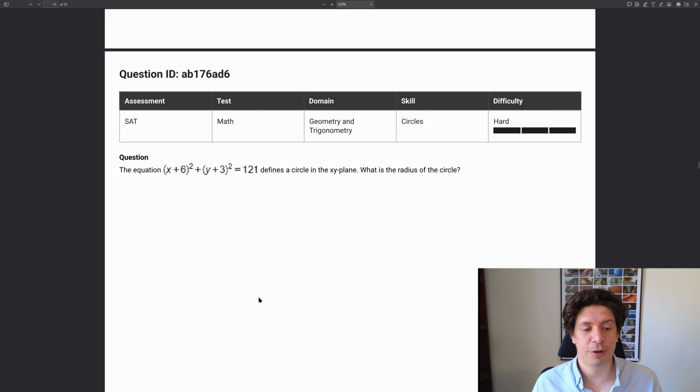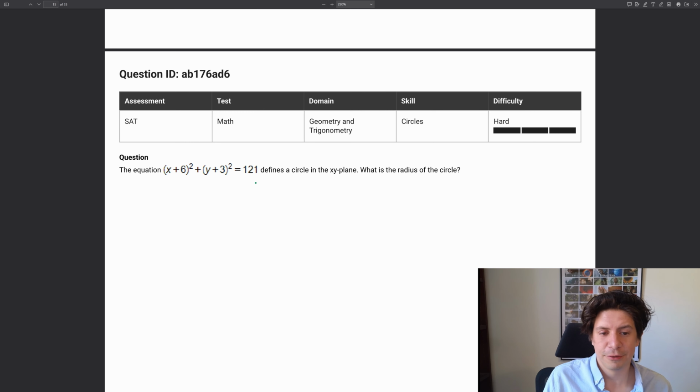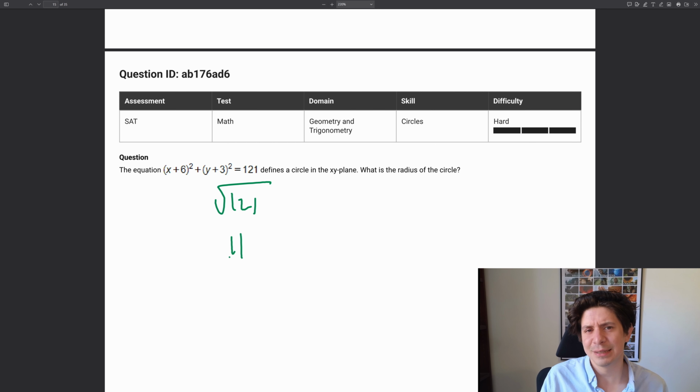And then last one for the day. The equation (x + 6)² + (y + 3)² = 121 defines a circle in the xy plane. What is the radius of the circle? So to find the radius of this, you just take 121, you square root it, and that's going to be 11. You could use Desmos for that, but hopefully you don't have to. All right, 11 hard circle questions.